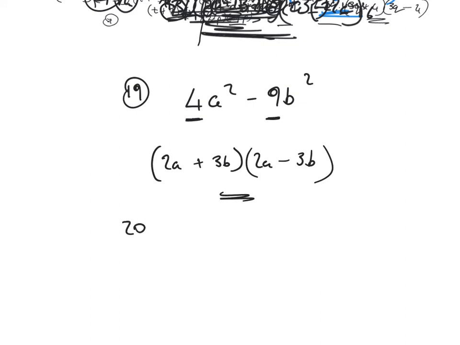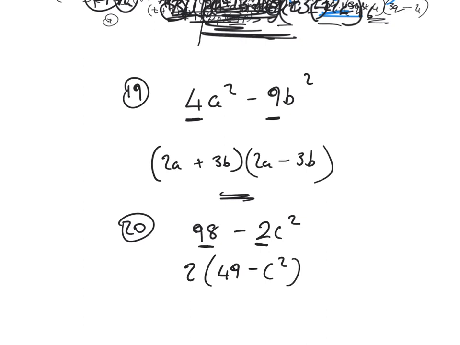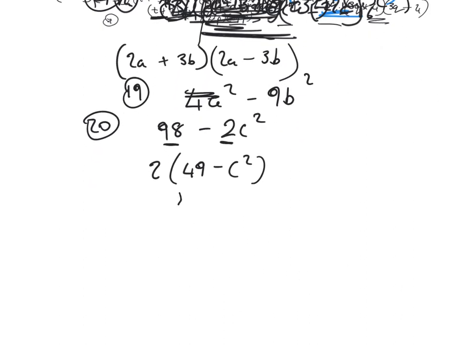Okay, let's try one final example, and let's go for 98 minus 2c squared. Okay, from 98 and 2, I can take 2. 2 times what gives me 98, be careful, that's 49. 2 times what gives me 2c squared, that's c squared. Okay, so that's now a difference of two squares. Bracket with a plus, bracket with a minus. Square root of 49 is 7. Square root of c squared is c. But remember, there's a 2 at the front. Final answer.